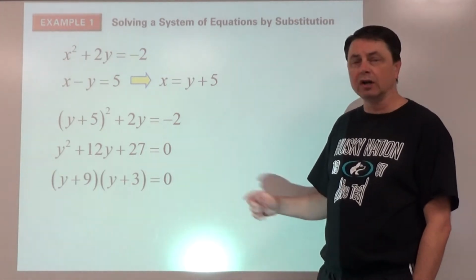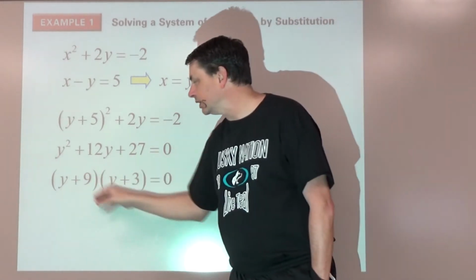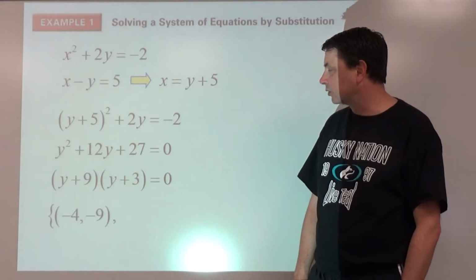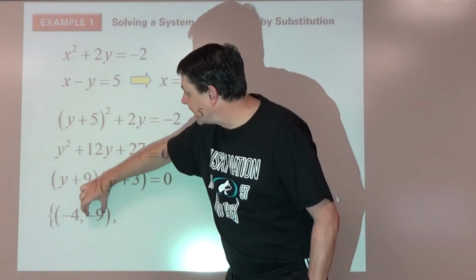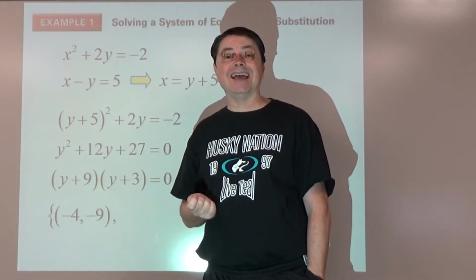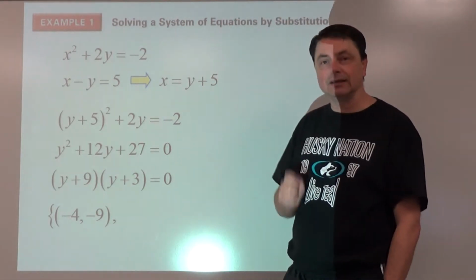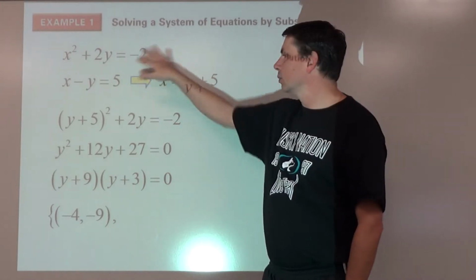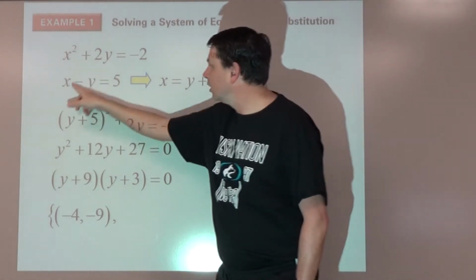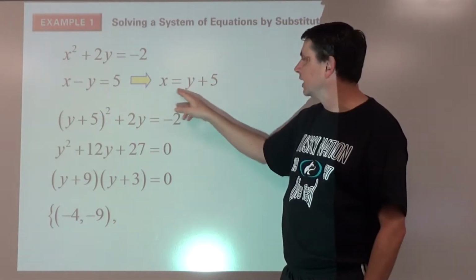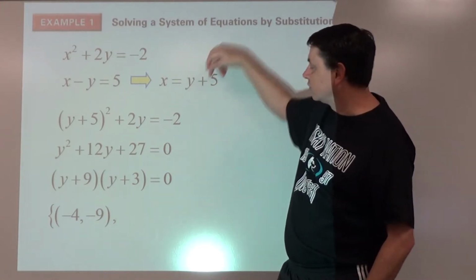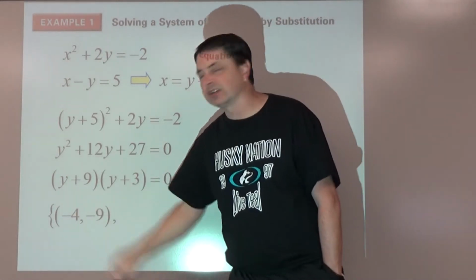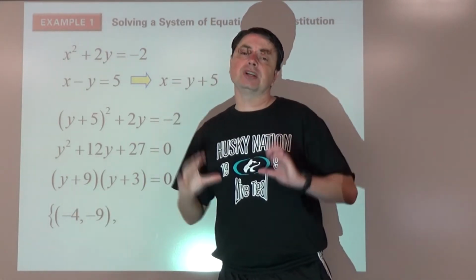And then we're going to use the zero product property. Solve each of those for y. We're going to get y equals negative 9, y equals negative 3. When we get y equals negative 9, we now need to find the x that belongs to that value of negative 9. And we could go either place here, but might want to go right here. X is equal to the y plus 5, so if y is negative 9, we'll add 5 to that. There's the negative 4.